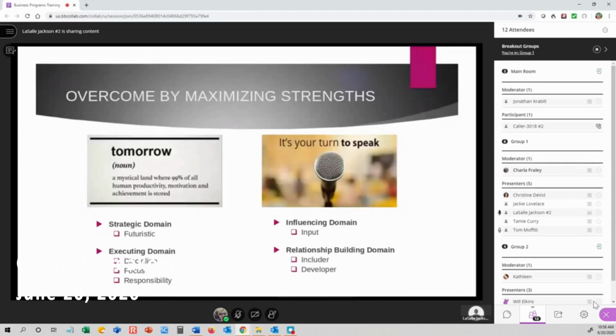Two specific domains directly affected would be the influencing domain, input, making sure that you have all the information that you need, making sure that you're well equipped, well prepared. The other would be relationship building, including the includer. Who else can I include to help me improve in this area? Also developer, even if I see someone else with a similar issue, how can we come together to talk about how to overcome in this particular area?